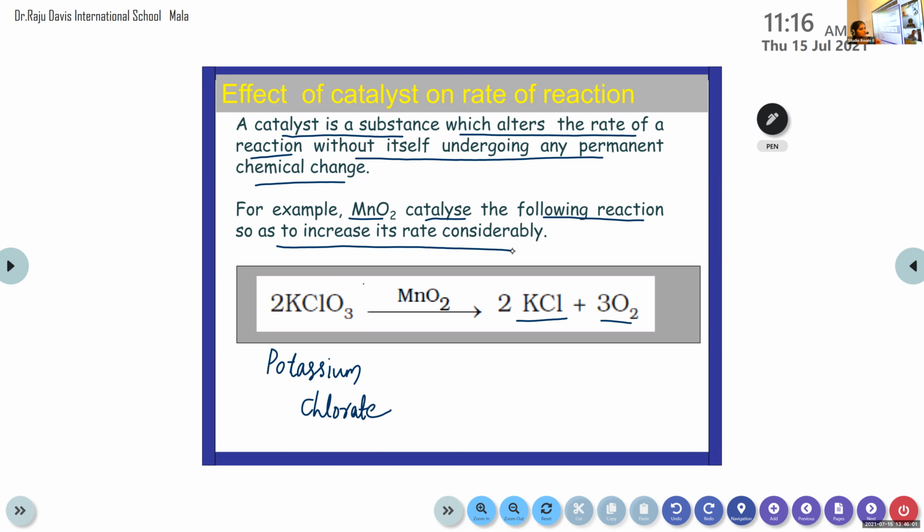And if a substance decreases the rate of a chemical reaction, we use another word instead of catalyst. It is known as an inhibitor. The term used is inhibitor. That means it slows down the rate of the reaction. Clear? Inhibitor: a substance that decreases the rate of reaction.